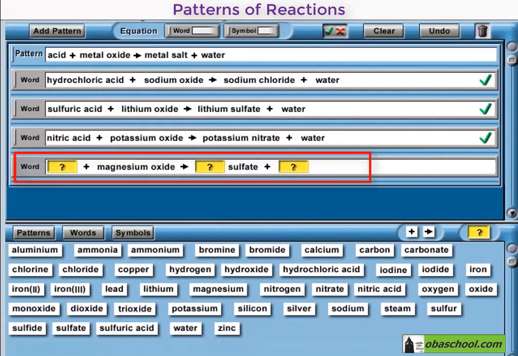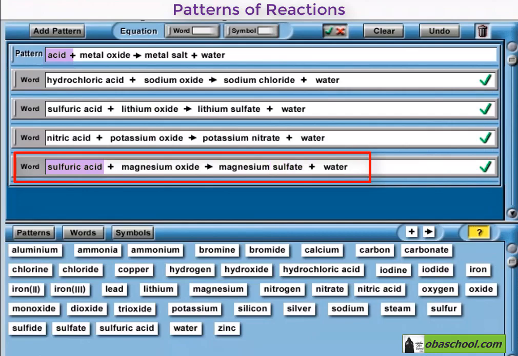Moving on to the fourth equation. Try to fill up the reactants and the products of this equation, knowing that it follows the pattern of acid plus metal oxide gives metal salt plus water. Excellent! The first reactant is an acid. And since the metal salt, which is the product, contains the word sulfate, this automatically means that the acid consists of sulfur. And the only option we have here is sulfuric acid.